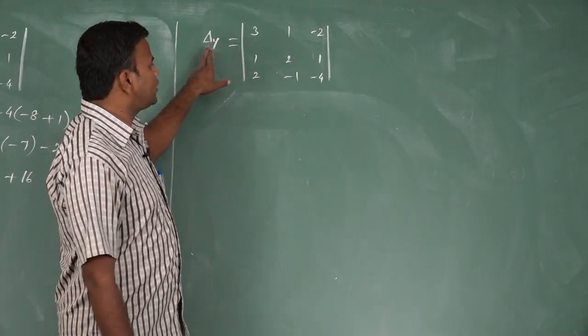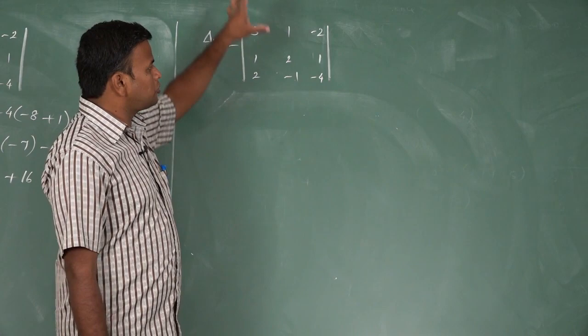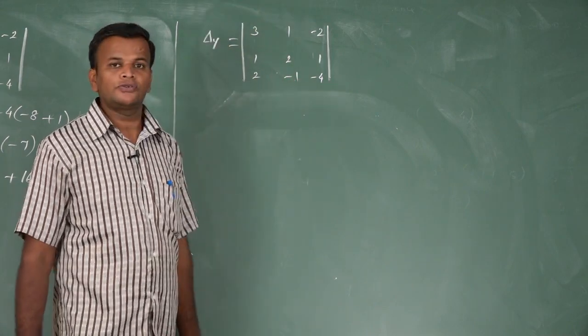Next we find the value of del y. We remove the coefficient of y column and we enter the RHS value.